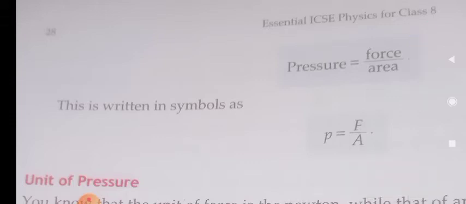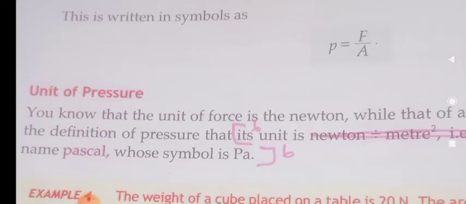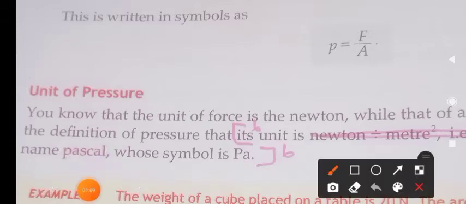It is also called by another name, Pascal. The other name of the SI unit of pressure is Pascal. Do you understand, children? Yes.